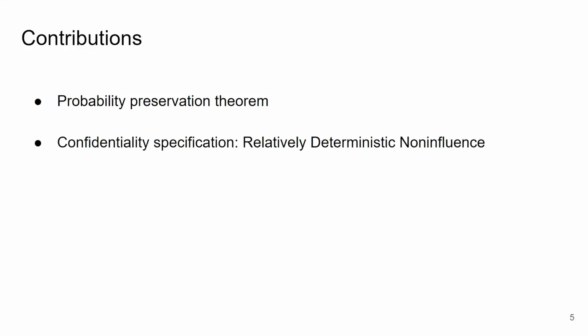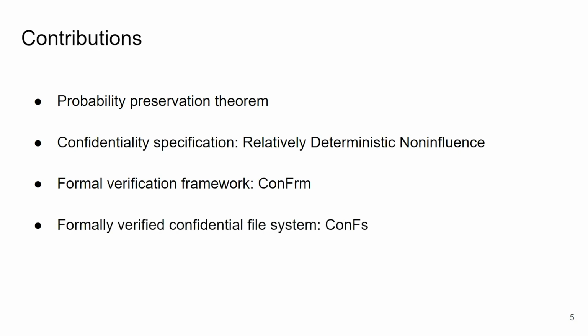Before I continue, I want to summarize our contributions. First, we have a probability preservation theorem that derives probabilistic confidentiality guarantees from possibilistic specifications. Second, relatively deterministic non-influence, a possibilistic confidentiality specification that implies probabilistic confidentiality. Third, Conform, a formal verification framework to implement crash-safe storage systems and prove their confidentiality. And finally, Confess, a formally verified confidential crash-safe file system. Both Confess and Conform are implemented in the system.